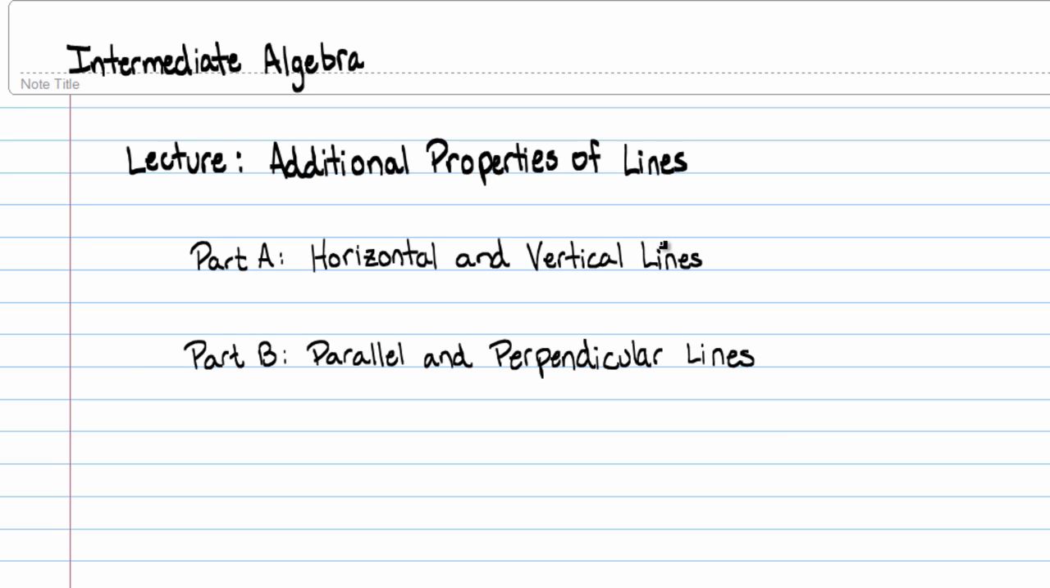In this lecture on intermediate algebra, we're going to focus on additional properties of lines. We've just finished a series of lectures on what a line is and what an equation of a line is, and in addition to that, we also did some applications, which should be the focus of an intermediate algebra course. In this lecture, which is going to be split into two videos, we're going to talk about horizontal and vertical lines as well as parallel and perpendicular lines.